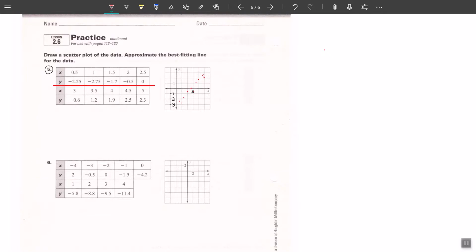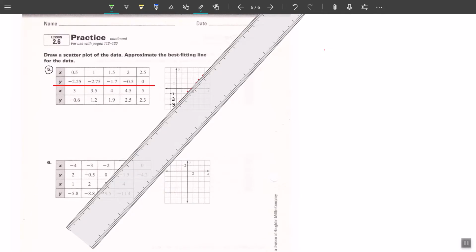Now on 5, they gave you the table of points again, just like they did in that first problem on the worksheet. And they want you to draw the scatter plot, and then they want you to approximate the best fitting line for the data. So you need to pause the video, take a moment to plot those different points, and then flip the video back on and we'll draw that best fitting line.